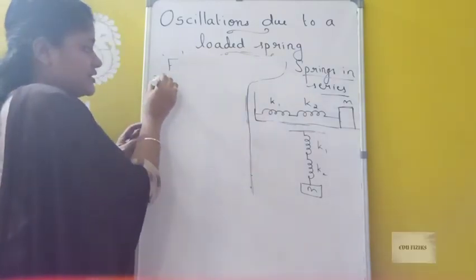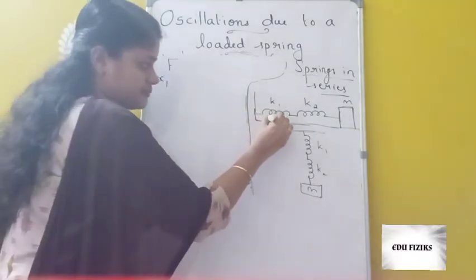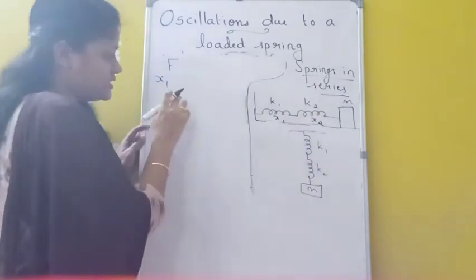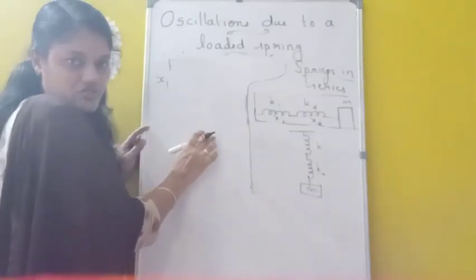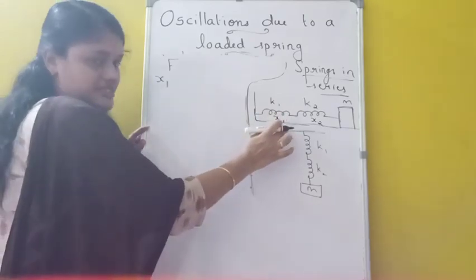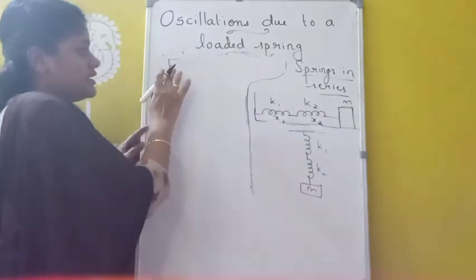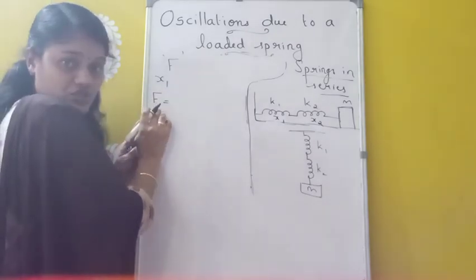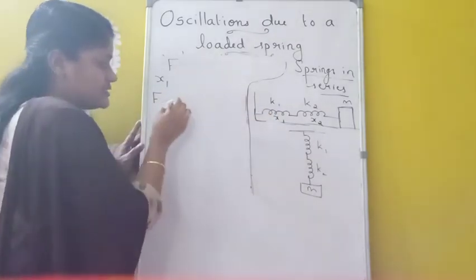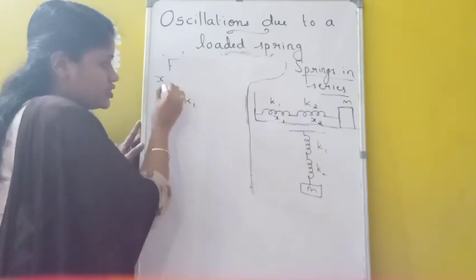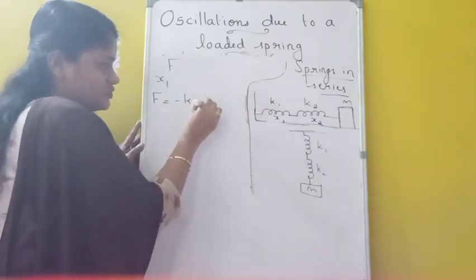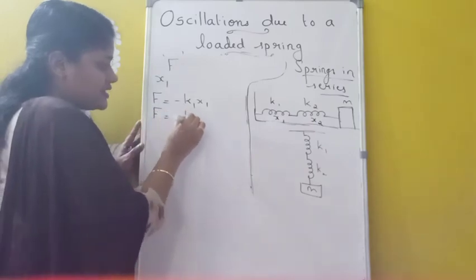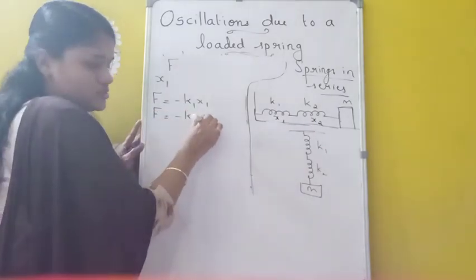Let X1 be the extension produced in the first spring and X2 be the extension produced in the second spring. Then how will you write the restoring force F? For the first spring, it can be written as F equals minus K1 into X1. Similarly, for the second spring, we can write F equals minus K2 into X2.